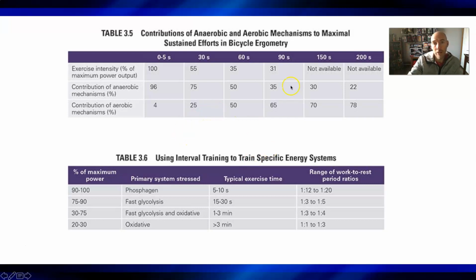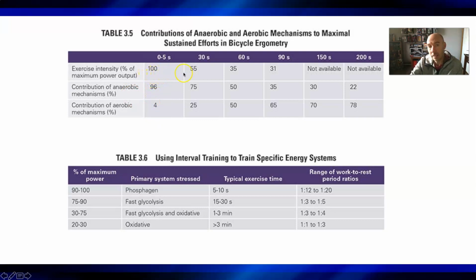What this chart here is showing us is if somebody is doing an all-out bike test that lasts 200 seconds, okay? As we move from early to late in the activity, notice that the percent contribution is going to change throughout the course of this activity. So in the first 5 seconds of the activity, 100% intensity, 96% of that ATP that we're using comes from anaerobic production, only 4% comes from aerobic.